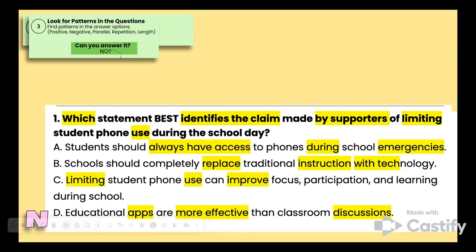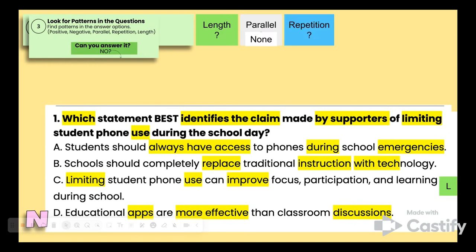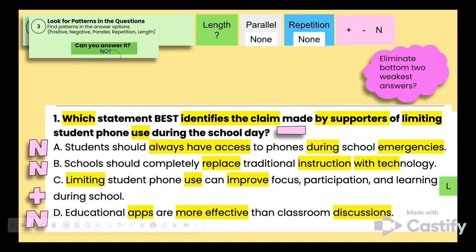Then we're going to look for patterns in the questions and they're going to populate on the top to what I'm looking at. So length, this one's longer. Is there any parallelism? No, that would be if they kind of start out the same or have the same kind of rhythm and size. Repetition, not really anything too influential. Then we have positive, negative, neutral. So I need to fix the N down here. So this is a negative, neutral, neutral, positive, neutral. Okay, so we see a pattern.